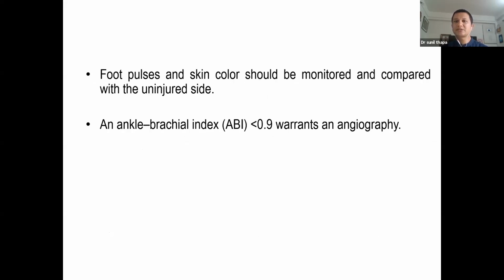Foot pulses and skin color should be monitored and compared to the uninjured side. If the pulses are feeble or not palpable, or if there are any hard signs of ischemia, the ankle brachial index should be measured. And if it is less than 0.9, then it warrants an angiography.